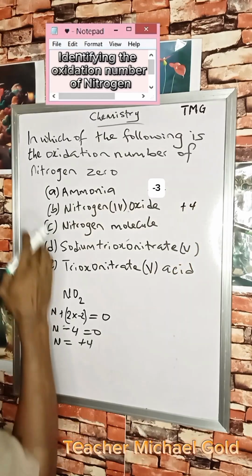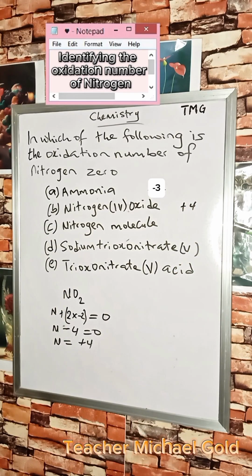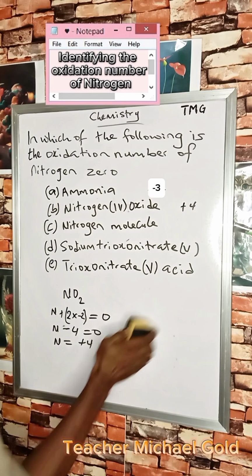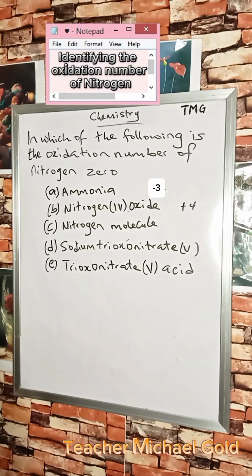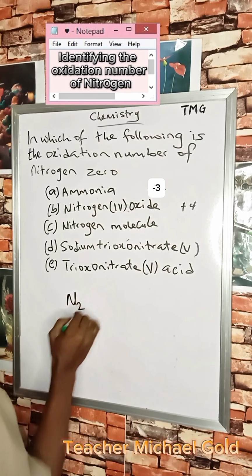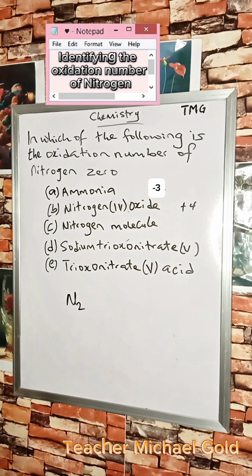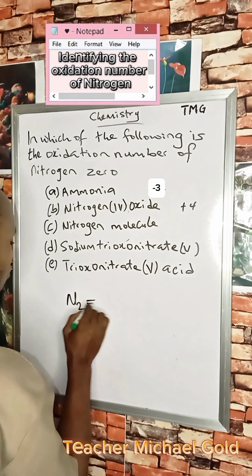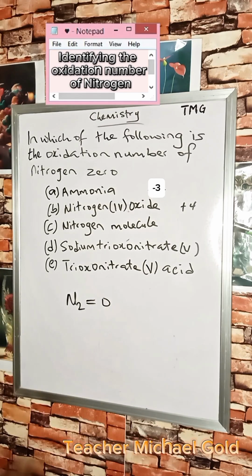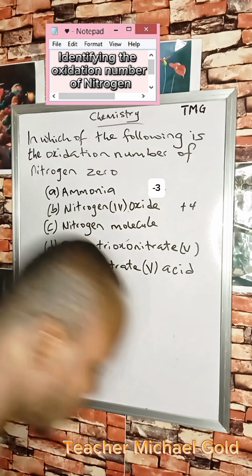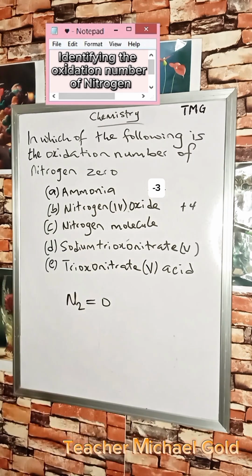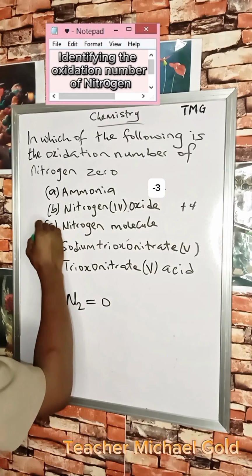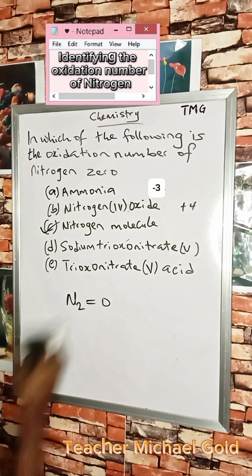So the oxidation number of nitrogen here is +4. Now for the nitrogen molecule. The nitrogen molecule is N2. It has already been said that any element or molecule which is uncharged has an oxidation number of 0. So this is equal to 0. Without looking any further, this is our answer. But let's just check the others.